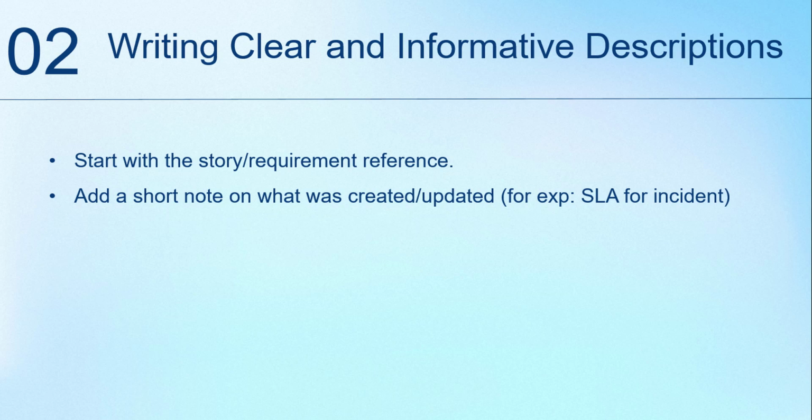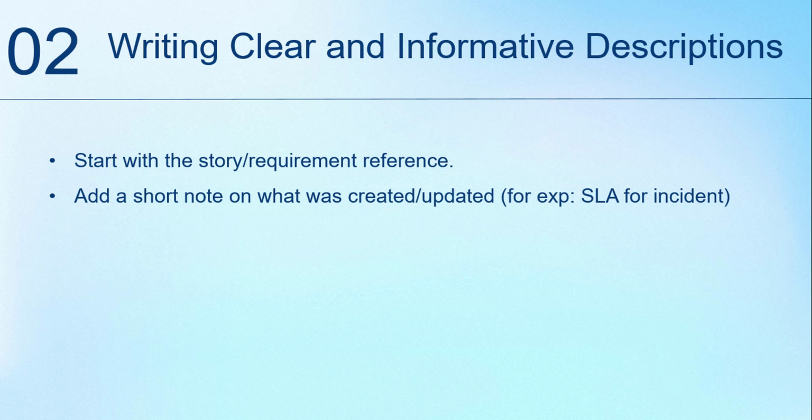The second best practice is writing a clear and informative description. Let's say I started working on a story. When you're creating an update set, what will the name be? You put the story number or whatever requirement reference number there is. What if the short description is too long? You extract 2 to 3 informative words and put them in the name, and the complete short description of the story goes into the update set description.